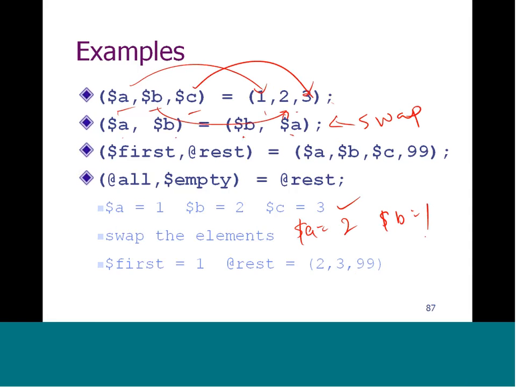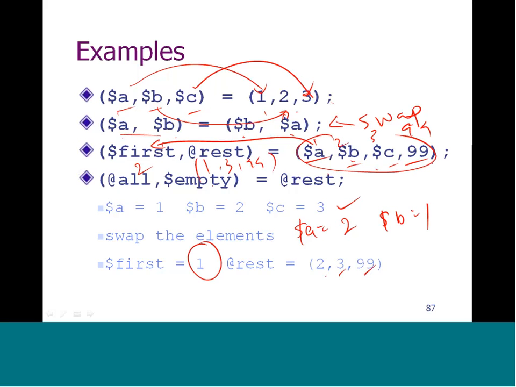So now let's look at this: $first and @rest is $A, $B, $C and 99. So whatever is the first element gets assigned to $first. In this array it's 1, so it gets 1, and then the rest is $B, $C and 99, which is 2, 3 and 99. Here again we are not doing the swap, this is before the swap, so the values are still 1, 2, 3 and 99. If it is applied after this statement, then 2 will be assigned to first and then 1, 3, 99 will be assigned to the second, all the rest.